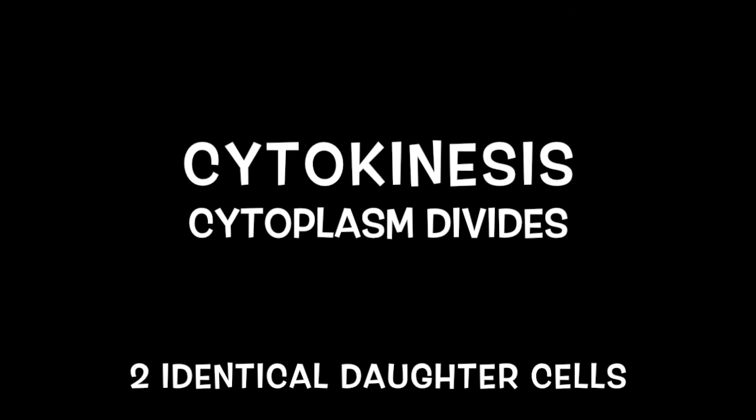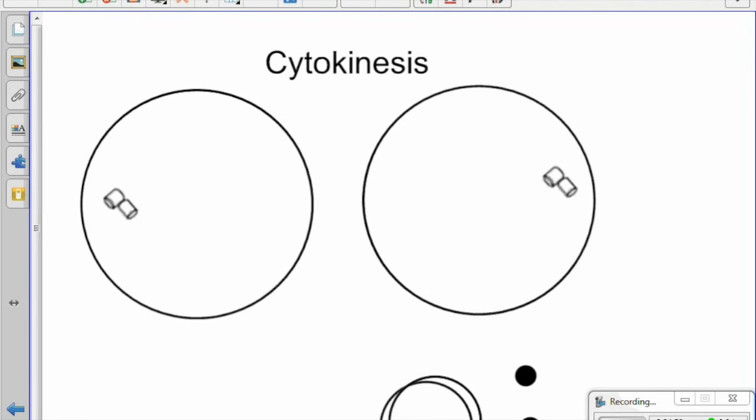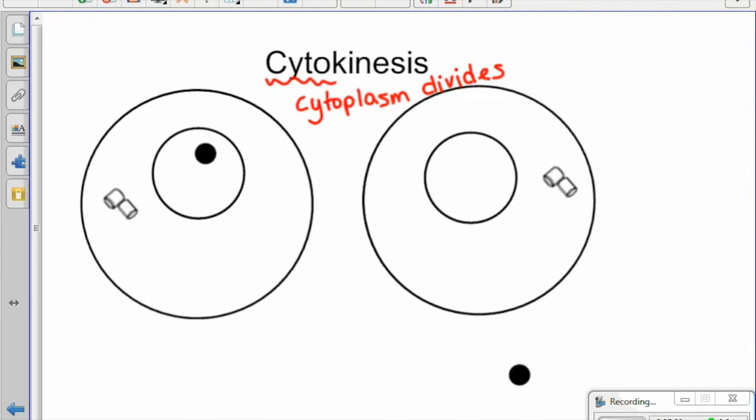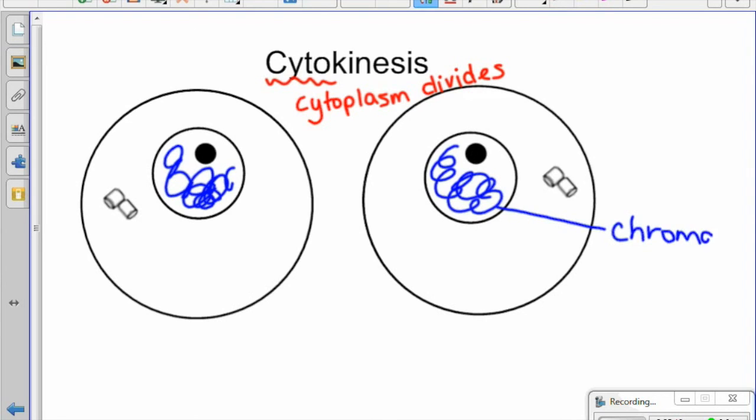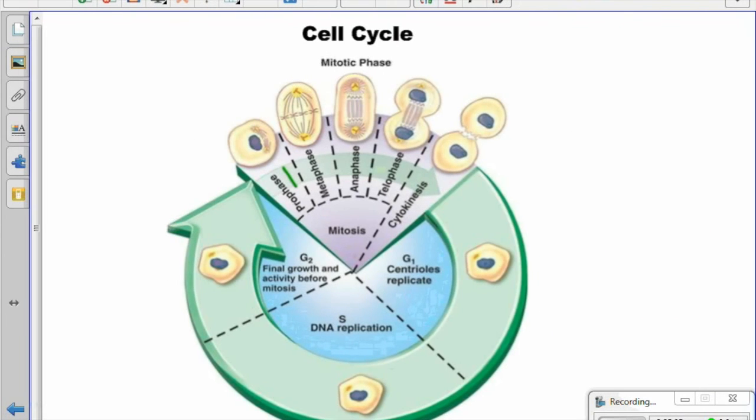At the end of telophase, we have cytokinesis. Cytokinesis is when the cytoplasm divides into 2, or we get 2 new cells. Each new daughter cell is identical to the mother cell, and so these 2 new cells are ready to enter the cell cycle again. The DNA has decondensed into chromatin, and now it can go through G1, S, where we have DNA replication, G2, and then mitosis.